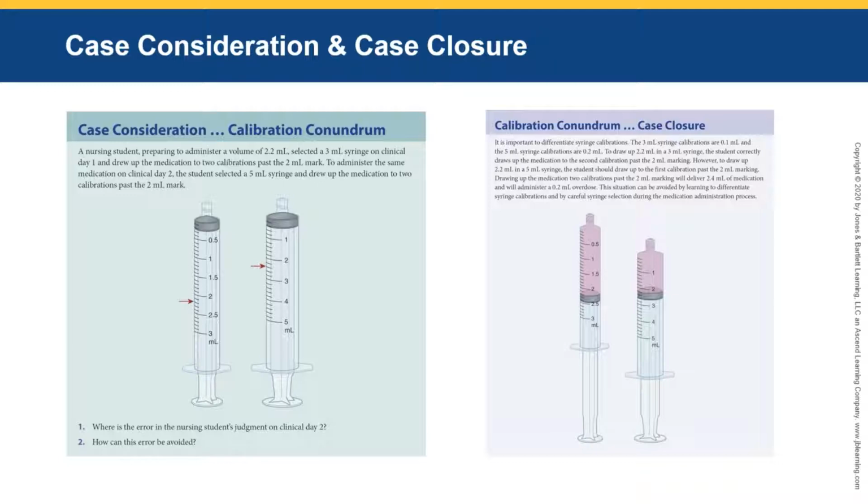Let's look at this slide here. This is an example of a case consideration and case closure. It comes from Chapter 3, the equipment chapter. And this presents a dilemma in the case consideration. On clinical day 1, the student needs to draw up 2.2 milliliters, and uses a 3 ml syringe and draws 2 calibrations past the 2. On clinical day 2, the student selects a 5 milliliter syringe and also draws it up 2 calibrations past the 2. So the student ends up drawing up too much on clinical day 2.